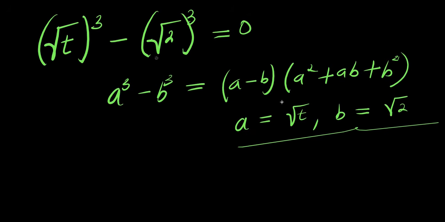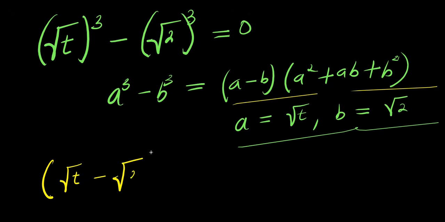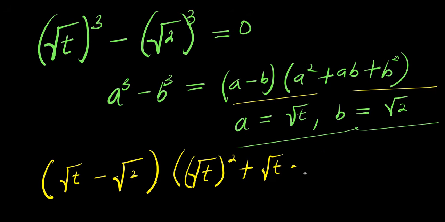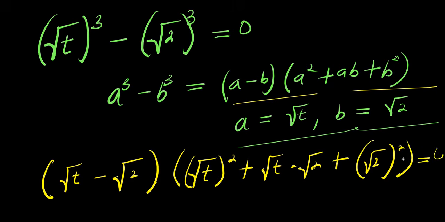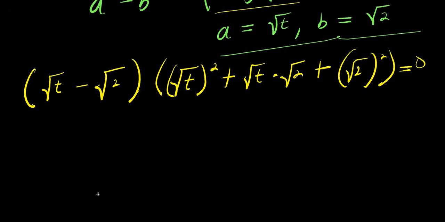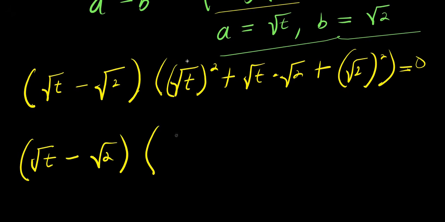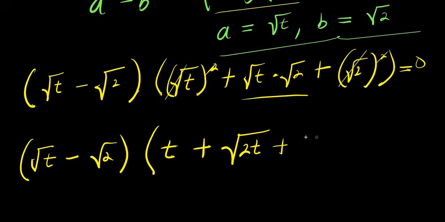So, applying this, we have root t minus root 2 times root t power 2 plus root t times root 2 plus root 2 power 2 equals 0. So from here, I have root t minus root 2. This cancels this. I have t plus this multiplies this, a square root of 2t, plus this cancels this. I have 2 equals 0.